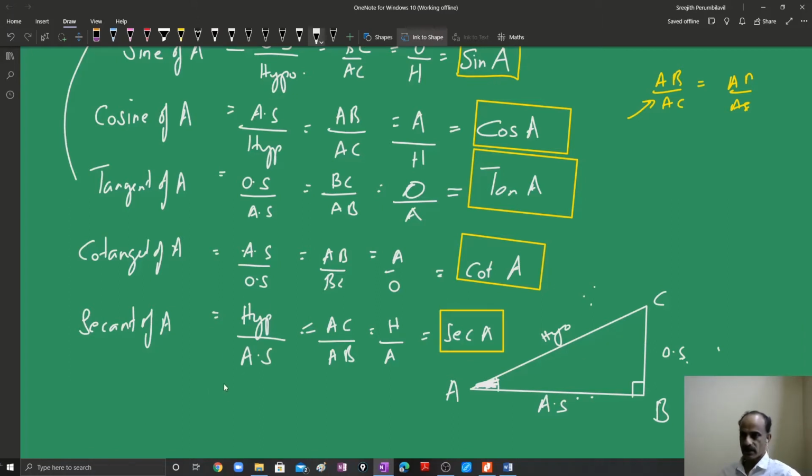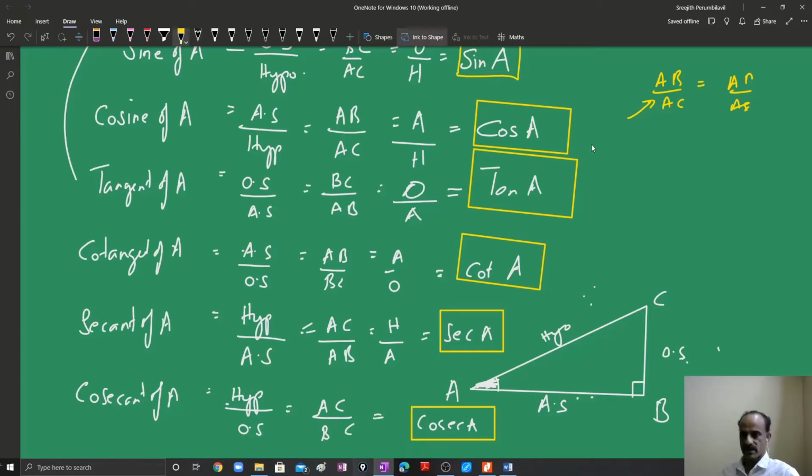And the last one is hypotenuse by opposite side, that is AC divided by BC, known as cosecant of A. In short, it is cosec A.